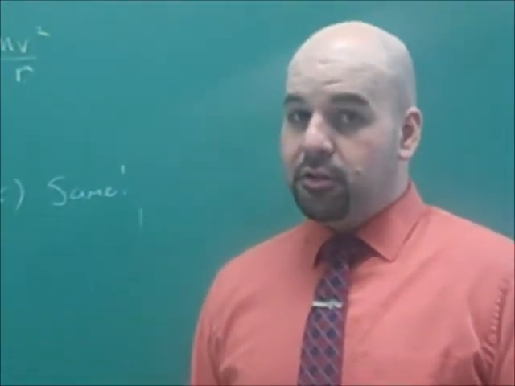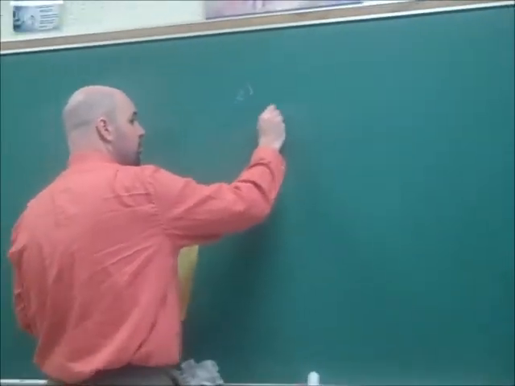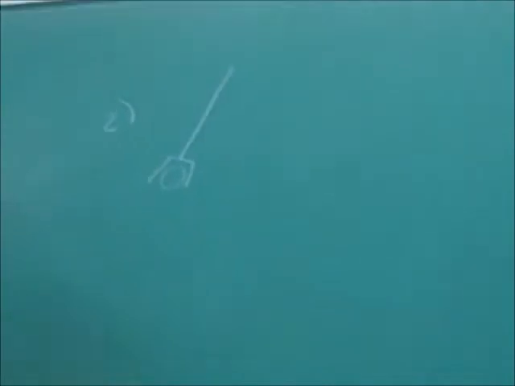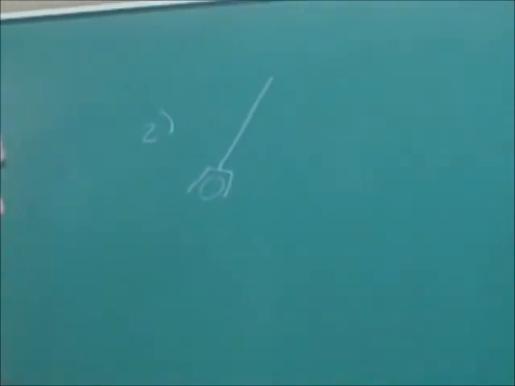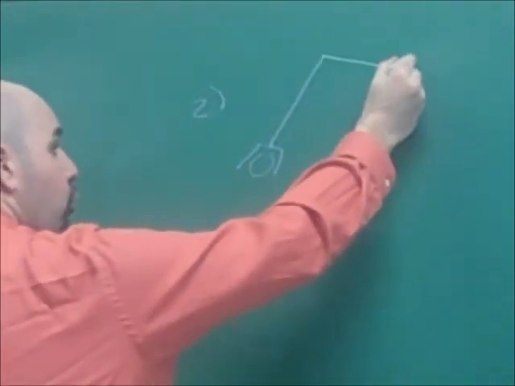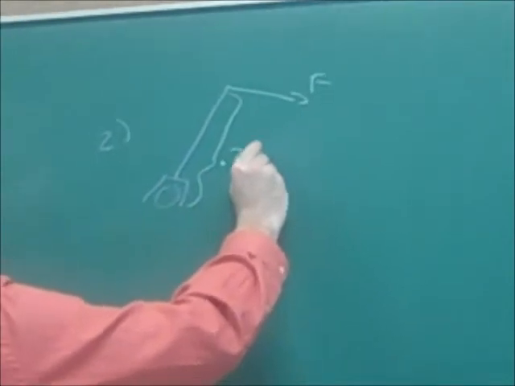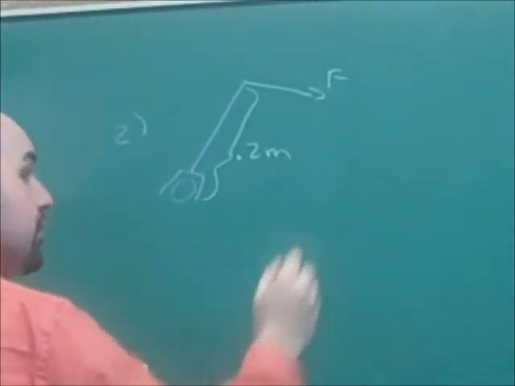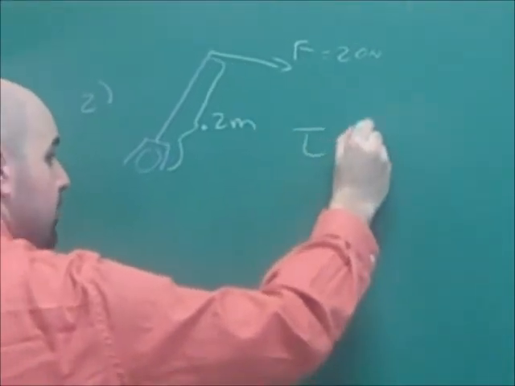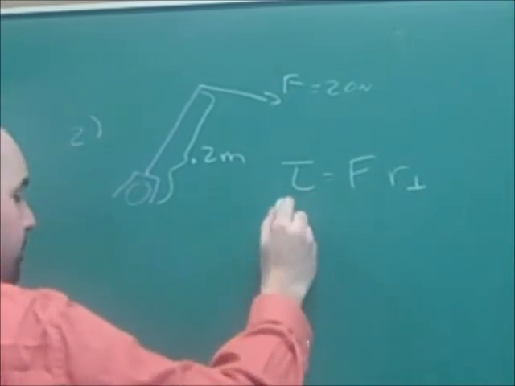Let's go on to number 2. For number 2, it's actually not too bad. We're going to have a wrench with a bolt, and we have to find the torque produced. This one's not too hard in terms of its idea. The force is perpendicular, and this distance is 0.2 meters. With a force of 20 newtons, we know the torque produced by the end is the force times the radius perpendicular.